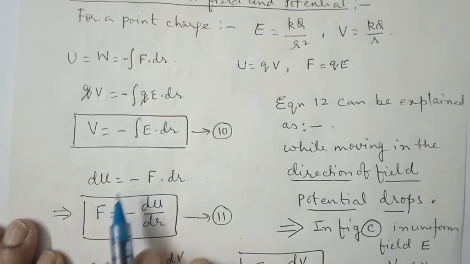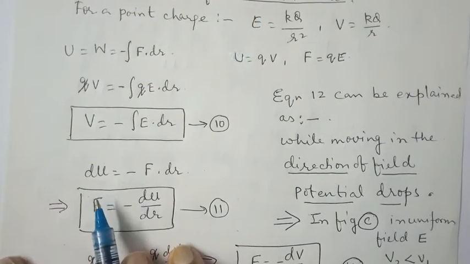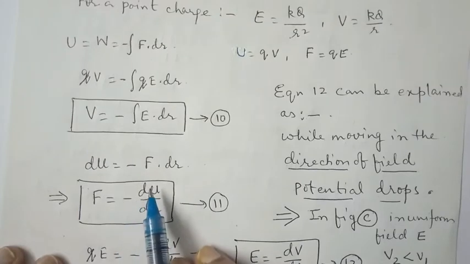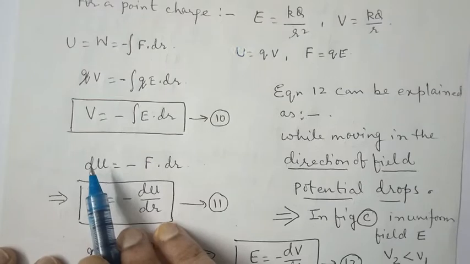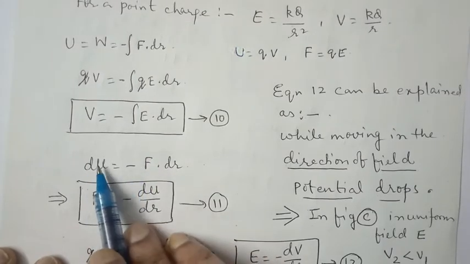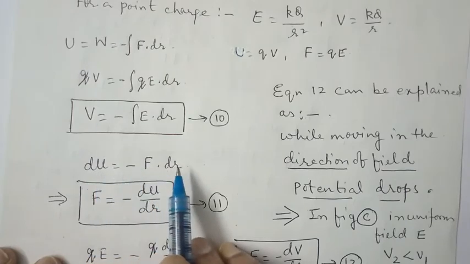From here I can say F is equal to minus dU by dr. Again, another very important relation between the force and potential energy. Force is the negative gradient of potential energy, or as we have earlier also done, work done is the integral of F dot dr. And when I talk about potential energy, it is minus the integral of F dot dr.